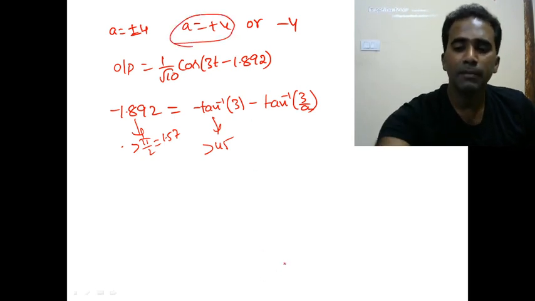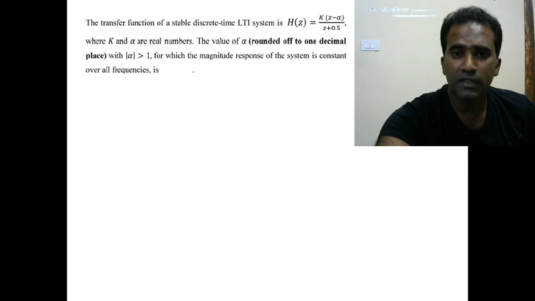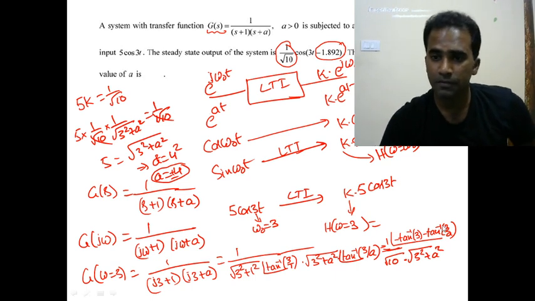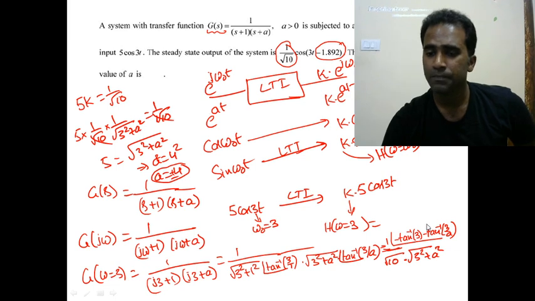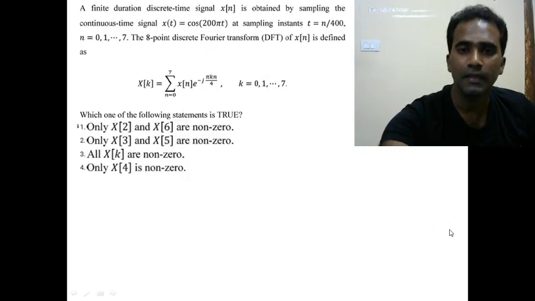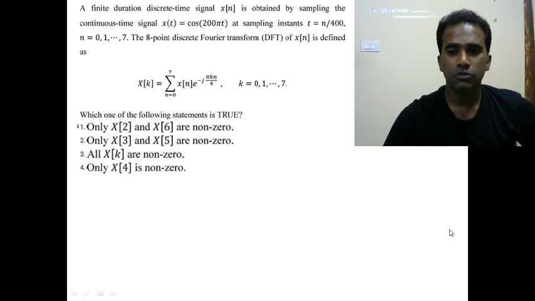So basically a can be either plus 4 or minus 4. Only by using the magnitude, we cannot say whether it is plus 4 or minus 4. So we have to compare the phase parts, this minus 1.892 and this part, and we can understand that a should be plus 4. Right. So let us come to the next question.